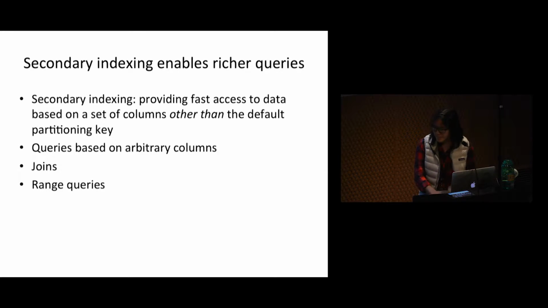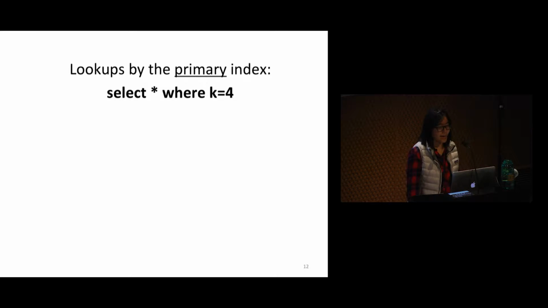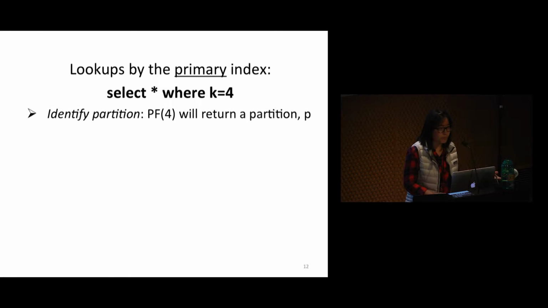So why is secondary indexing hard in a distributed data store? Let's try an example. Let's do lookups by the primary index. Let's say we want a select over rows where k is 4. And remember, k is your partitioning key. To identify the partition we need to go to, we simply plug this k value into our partitioning function, and this returns us some partition p. We go to that partition, and then presumably that partition is going to have some local index that helps us find the relevant rows.